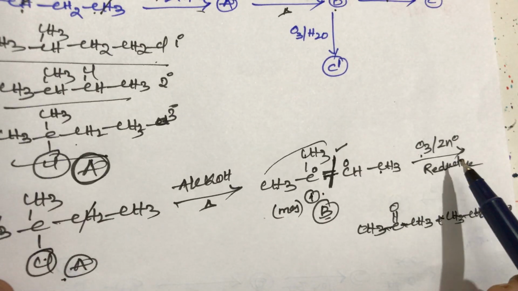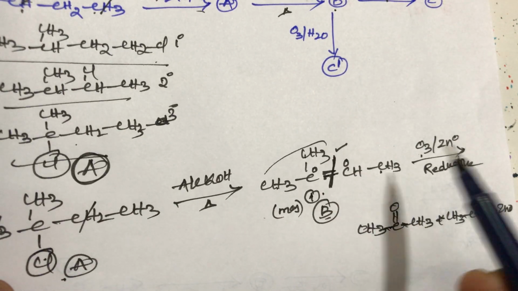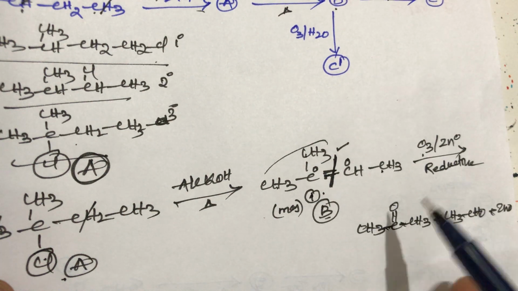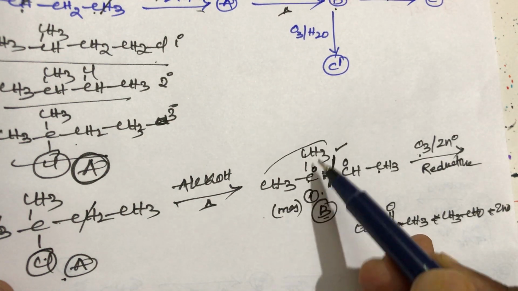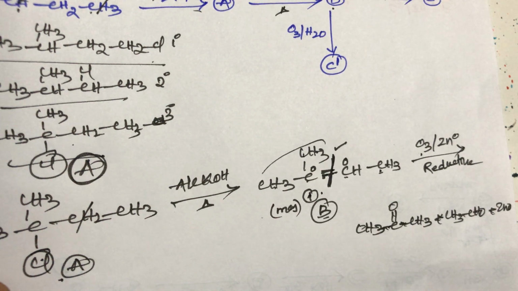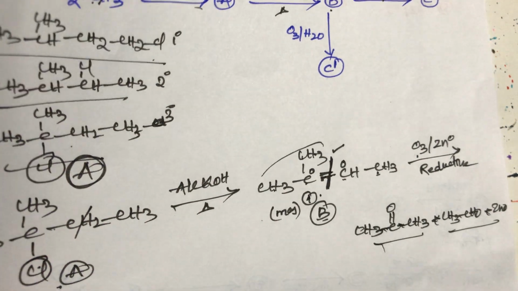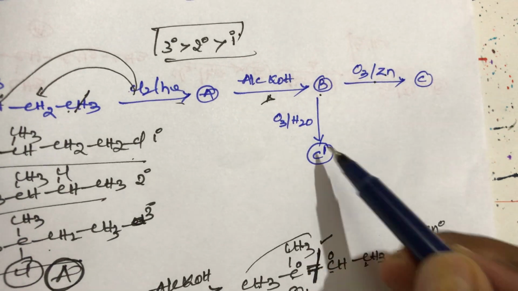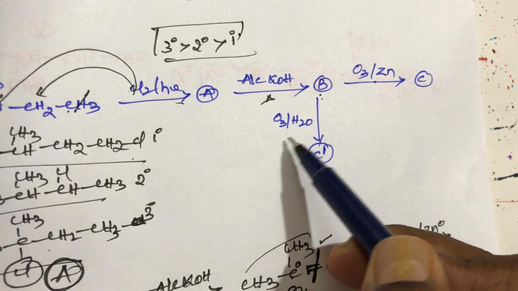So that is reductive ozonolysis. 2-methyl-2-butene on ozonolysis gives acetone, CH3COCH3, plus CH3CHO plus ZnO. This is a simple trick, student. This is reductive ozonolysis.